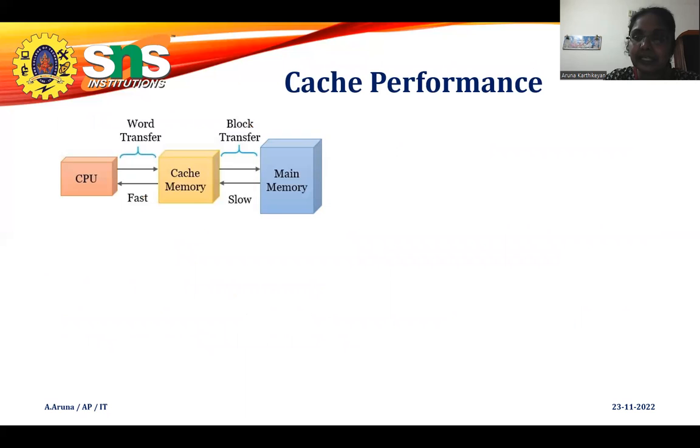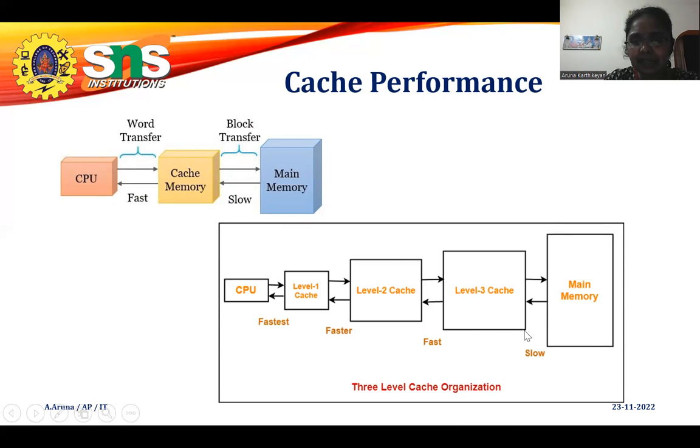Next we are going to discuss cache performance. Cache performance can be dealt with using a single-level cache and a three-level cache. What I have shown here is a single-level cache. The speed between the CPU and cache memory is faster. Only in terms of words, data or an instruction can be transferred between the processor and the cache memory. Between the cache memory and the main memory, a block of data is transmitted. Compared to the previous one, this is very slow.